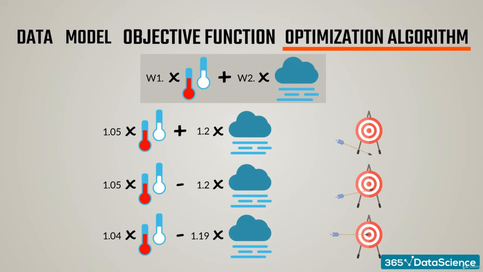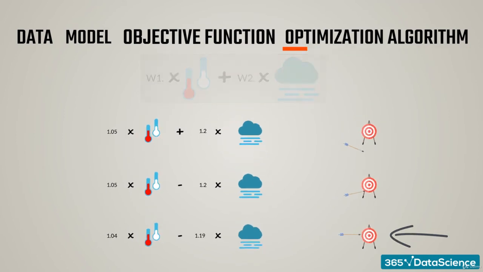W1 and W2 are the parameters that will change. For each set of parameters, we would calculate the objective function. Then, we would choose the model with the highest predictive power. How do we know which one is the best? Well, it would be the one with an optimal objective function, wouldn't it?